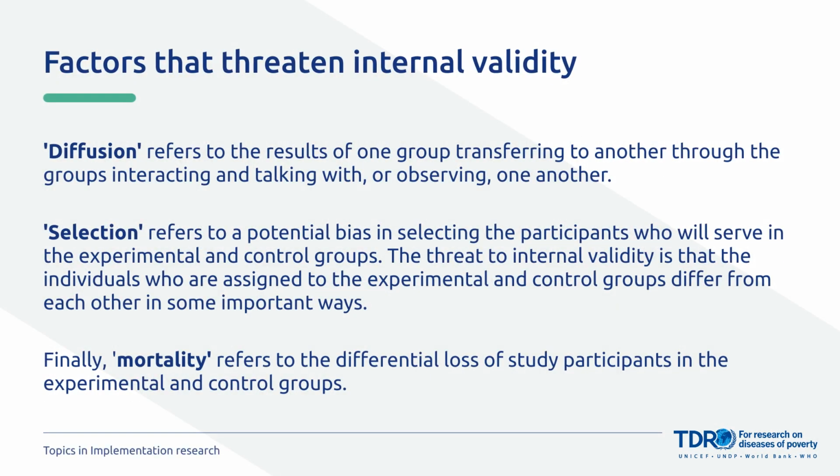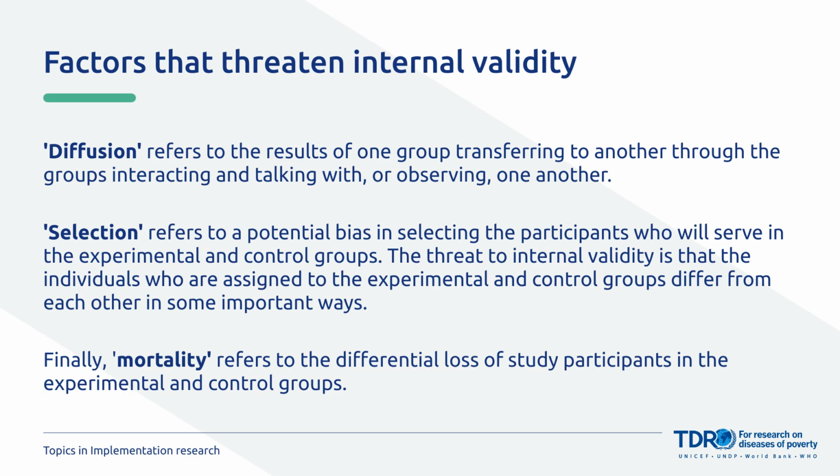Diffusion occurs when the results of one group affect another group through interaction or observation. This can also lead to resentful demoralization, where the control group puts in less effort due to feeling resentful toward the other group. Selection bias, or simply selection, arises from potential biases in choosing participants for experimental and control groups, resulting in non-equivalent groups. This bias can occur subtly, even if participants don't directly choose their groups.